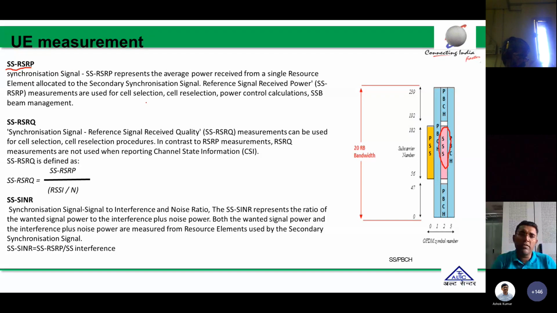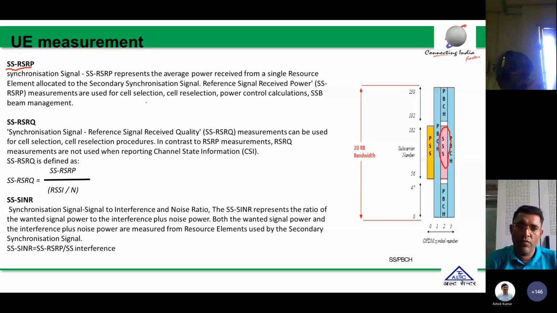The measurement is done. Second is the SS-RSRQ. What is the SS-RSRQ? SS-RSRP is the measurement of average power received by the UE from the secondary synchronization signal. SS-RSRQ, you can see here in the formula, is equal to SS-RSRP that we have received divided by RSSI divided by N. What is the RSSI? It is the received signal strength indicator.